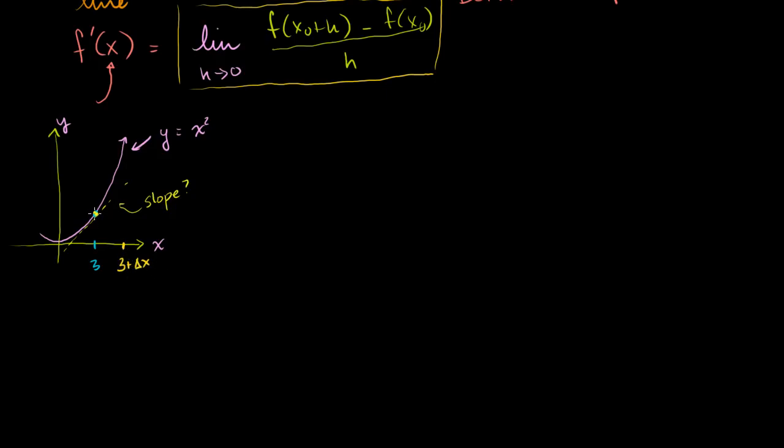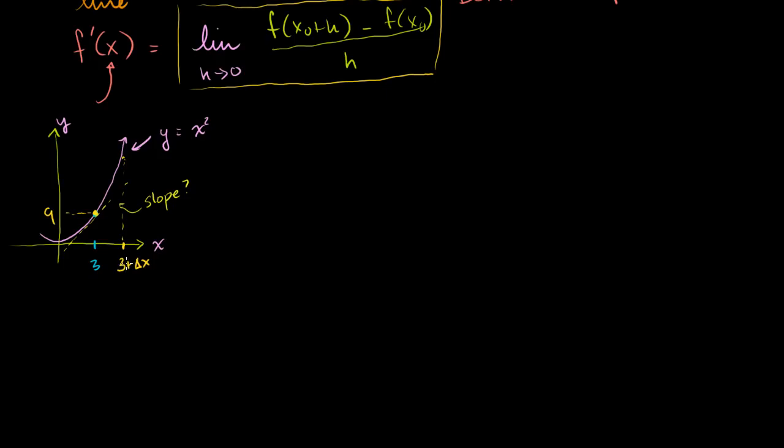So first of all, what is this point right here? This is on the curve y is equal to x squared. So f of x is 3 squared. This is the point 3, 9 right here. Let me draw that out. Well, I'll draw it out in a second. And what is this point right here? So if we were to go all the way up here, what is that point?